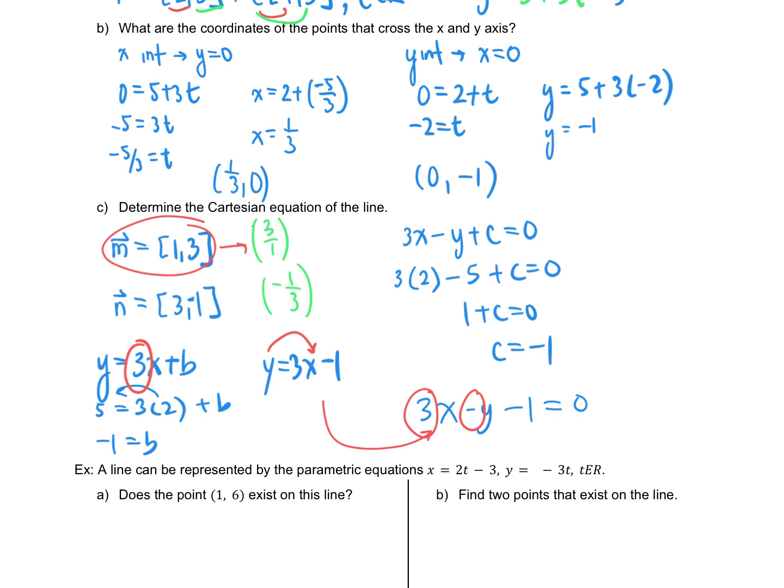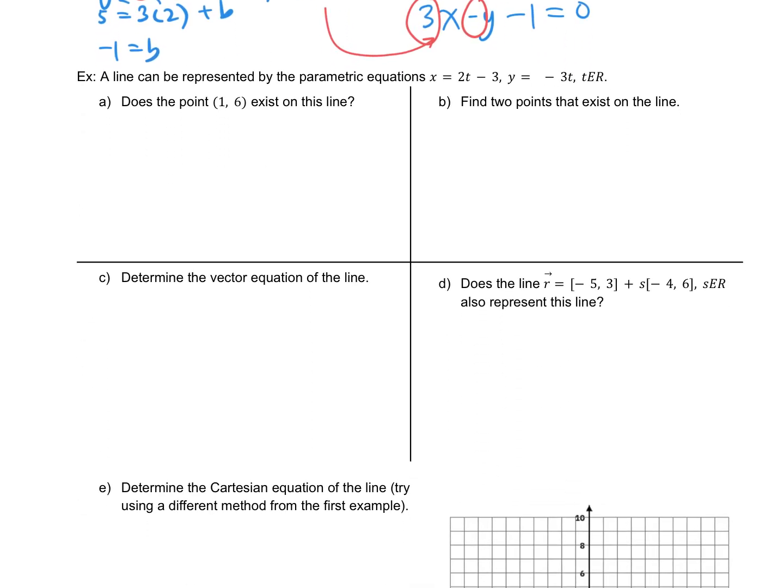All right, let's try another example. A line can be represented by the parametric equations x equals 2t minus 3 and y equals -3t. Does the point (1, 6) exist on the line? Okay, well, x is 1, y is 6. If that point exists on the line, if I were to replace that coordinate into x and y and isolate for t, they would share a common t value. So let's see if that's the case.